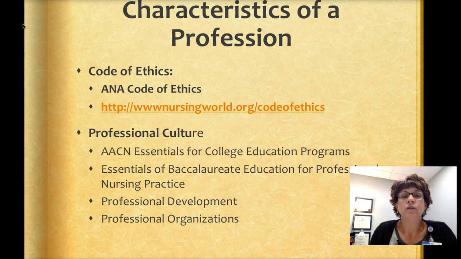The last characteristic of a profession is professional culture. Now, the AACN, the American Association of Colleges of Nursing, wrote the Essentials for College Education Programs. It was the first national effort to really define all the essential knowledge, values, and professional behaviors that are expected of a baccalaureate nurse. When nursing programs are accredited, this is what the accreditors look for: that these essentials are within the curriculum and being taught to nurses to help prepare them for the profession.